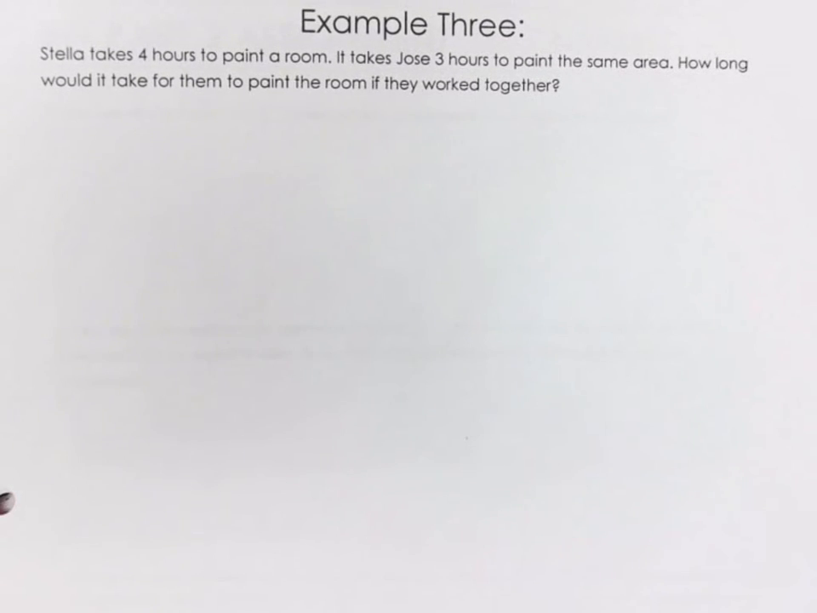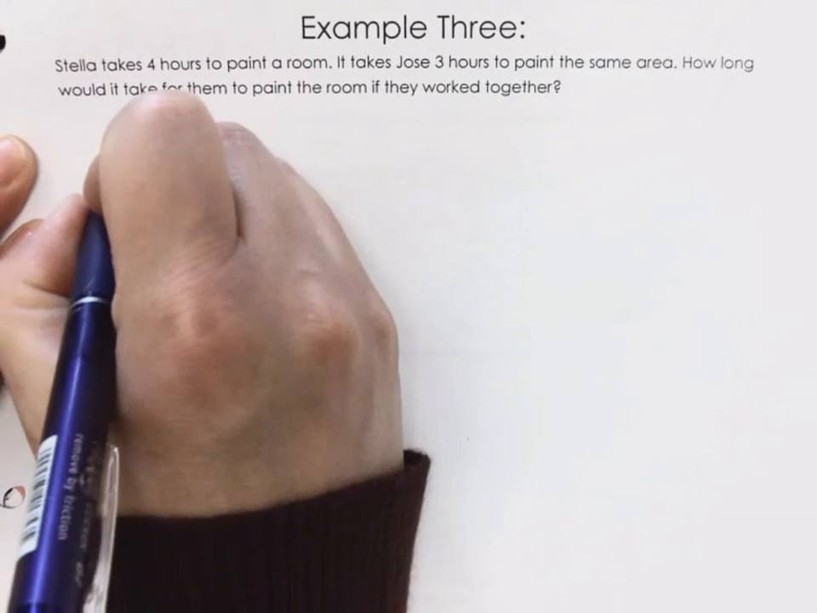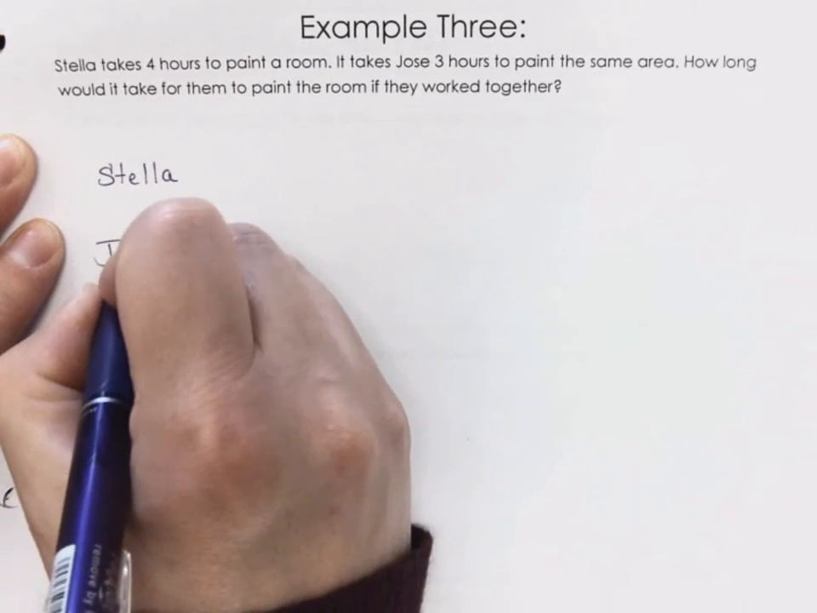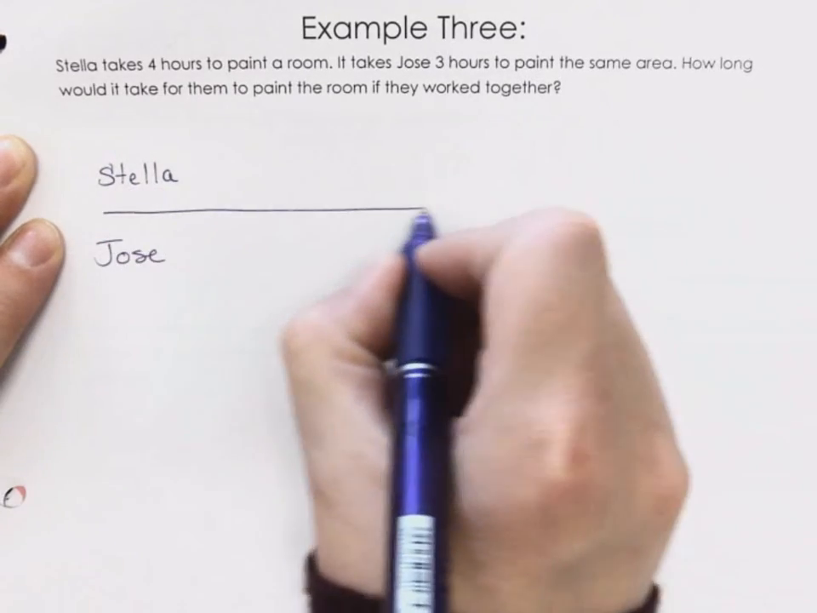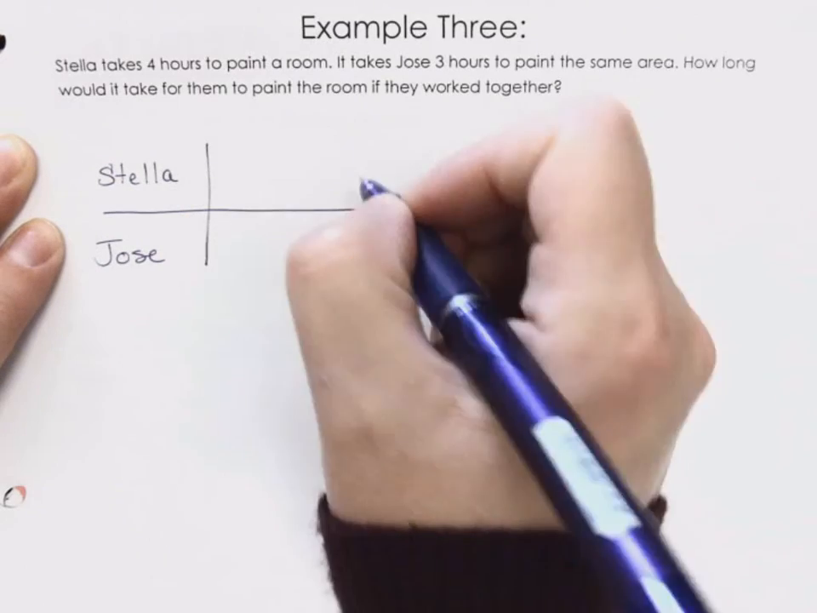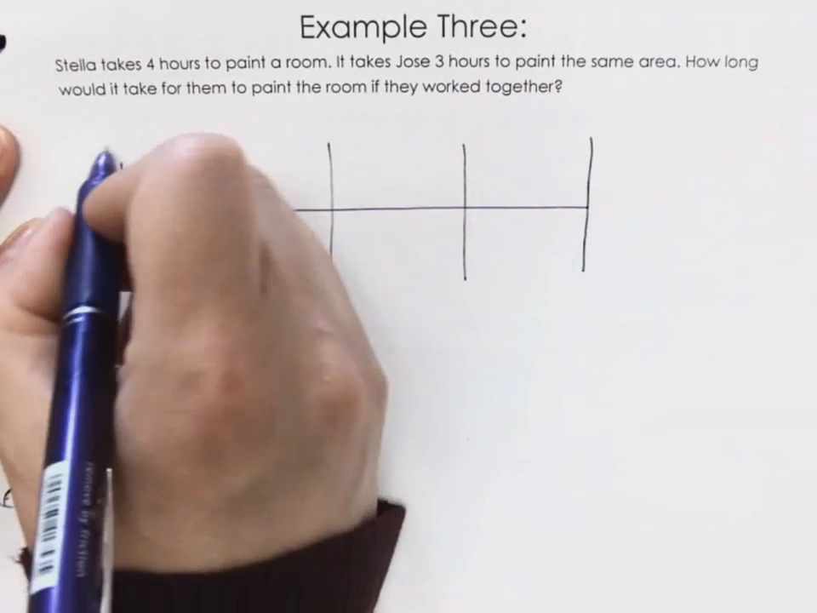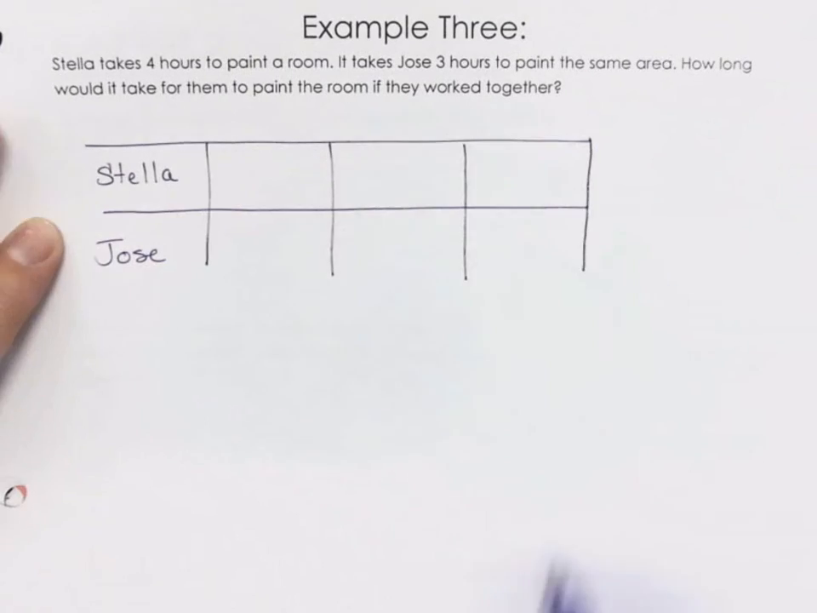All right. So Stella takes, now we're not doing distance and time. I like distance and time. It makes me feel good. This is like a fraction one. Okay. So we have Stella and we have Jose. My great uncle's name was Jose, just so you know.